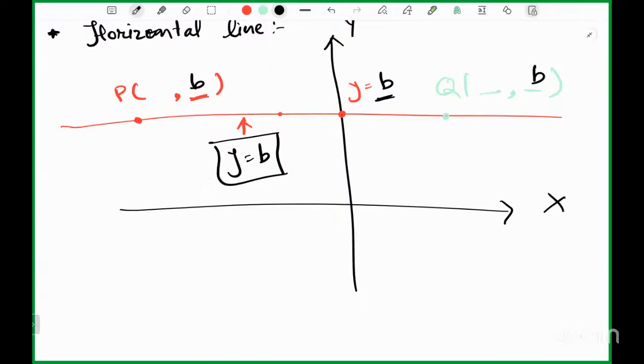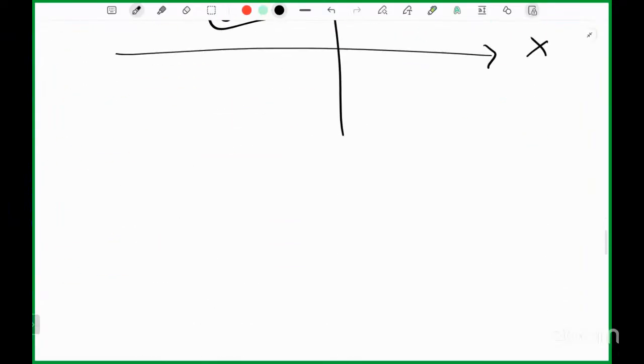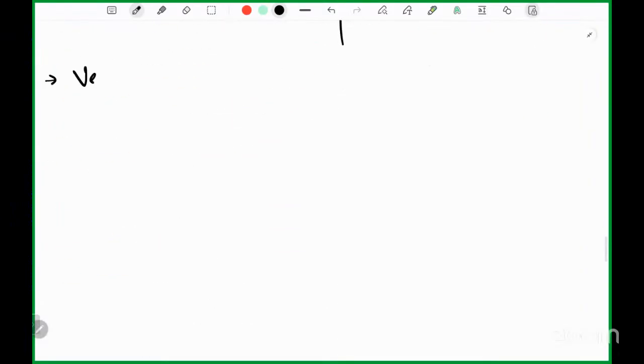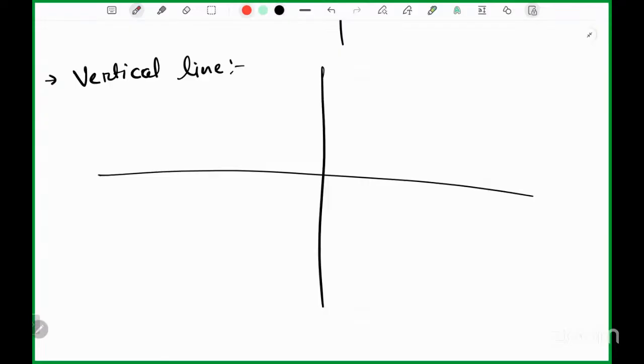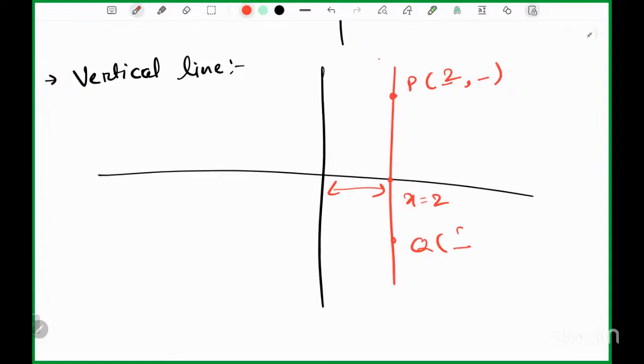Clear. Same thing we'll do for vertical lines too. So now the second is vertical. What are the vertical lines? Vertical lines means those lines which are parallel to the y-axis. Suppose this is the line which is intersecting the x-axis at x equals 2. Similarly, here also, suppose I have a point P, then the x coordinate of this point P will be 2, right? Because 2 is the distance traveled over the x-axis. Similarly, if you take another point Q, again the x coordinate will be 2.